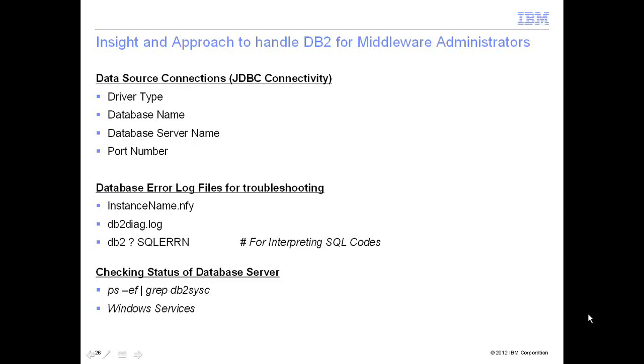So checking the status of a database server, you can just say ps -ef | grep db2sysc. db2sysc is the process which helps you know whether the instance is running or not. And on Windows, you have the Windows services, which tells you whether the service is up or not.